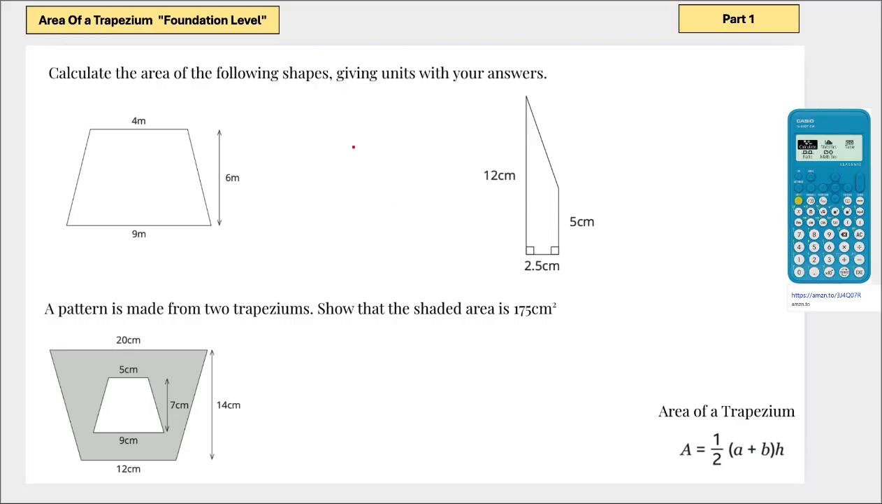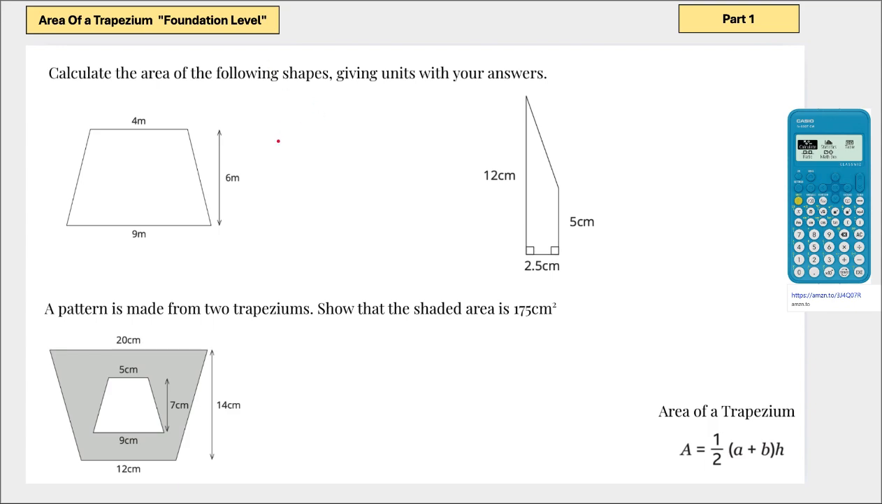You still need to write your method for method marks to get extra points in your exam, because you could accidentally put in the wrong thing in the calculator and it will spit out the wrong answer. So if you're showing your methods, even though you get the answer wrong, you may have got the rest of it right. And that's really important. Method marks are really important in exams.